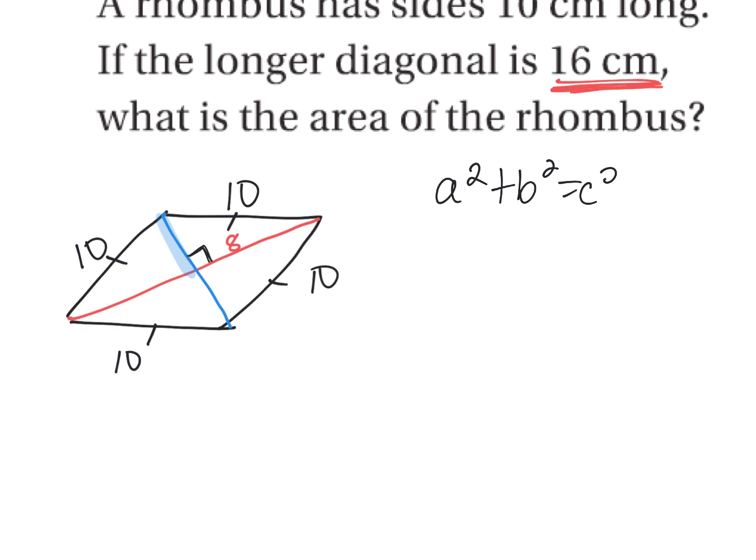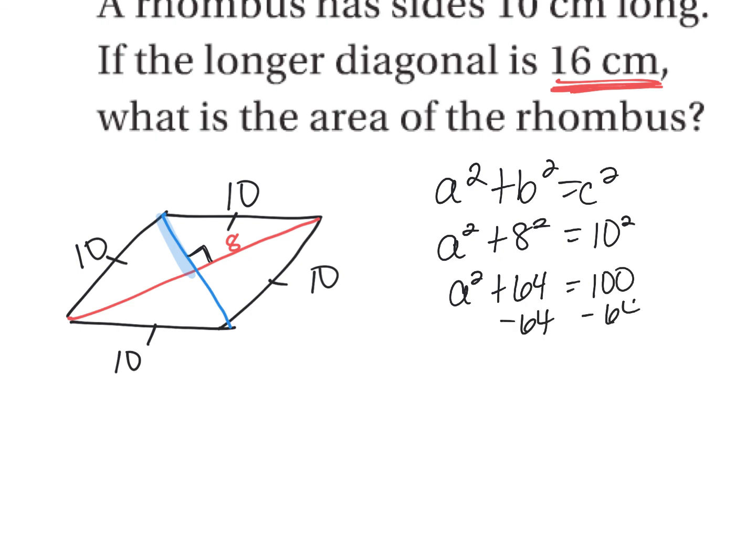So a squared plus b squared equals c squared. Which one must be our c? That's 10. And I'll make a be our missing side. So I have a squared plus 64 equals 100. So minus 64, minus 64. A squared would equal 36. The last step is to take the square root of that. So a is 6. Cool. So this side right here is 6.